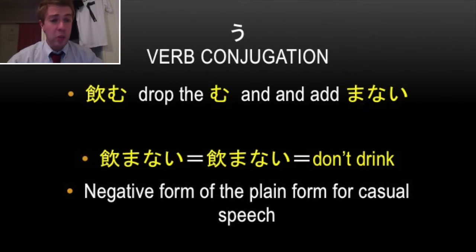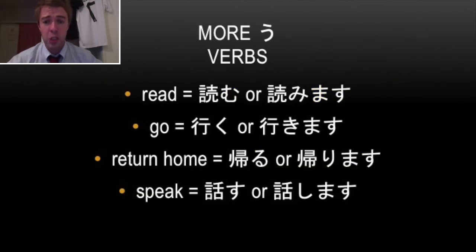And moving on to our final slide for the lesson today, we're going to be looking at just a few more examples of verbs in Japanese. So the first example we have is yomu. Yomu becomes yomimasu, yomimasen, and yomanai. Let's have a look at the next one. To go, we have iku, ikimasu, ikimasen, and ikanai.